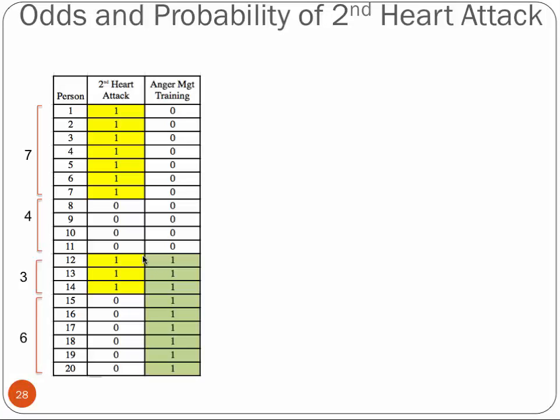So here we have people that have had a first heart attack, and we're trying to figure out the odds and probability of them having a second heart attack. We have some information about them. We find out who has had second heart attacks, so we have information to be able to train our model. We also have which of these people took an anger management training class and which ones didn't.